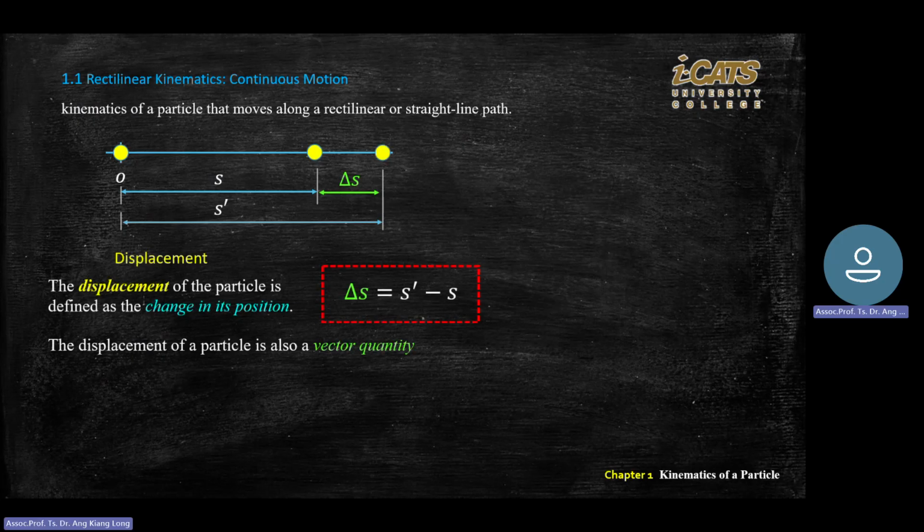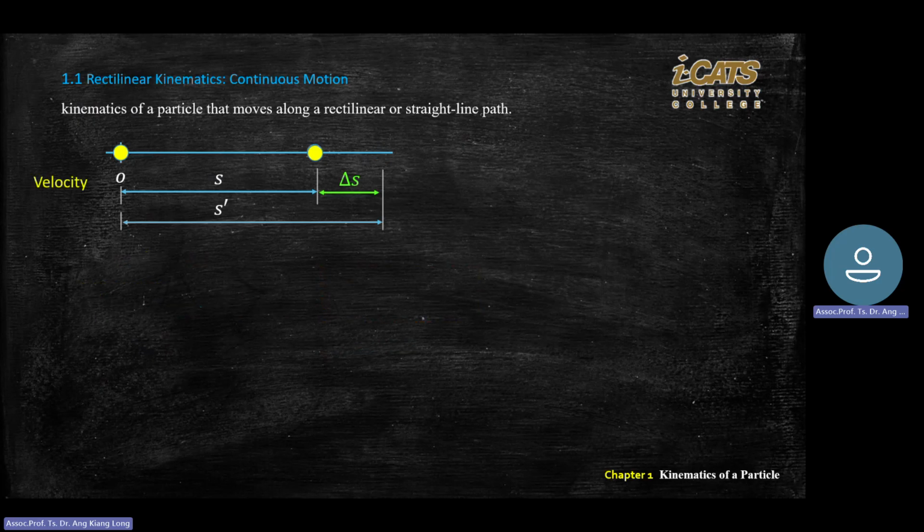Since it's a vector quantity, you need to know the direction. In this case, the yellow particle moves from the left to the right, which means your direction is positive to the right. So in your diagram, remember to tell me where is your positive. Just put a bracket, positive, and so on. We're only interested in the positive value, so you don't need to write negative. You already know where the negative is.